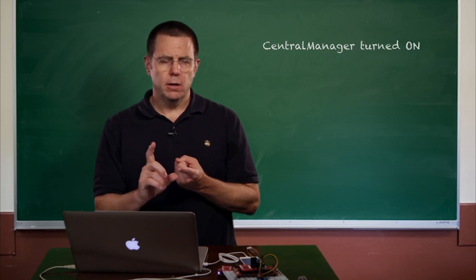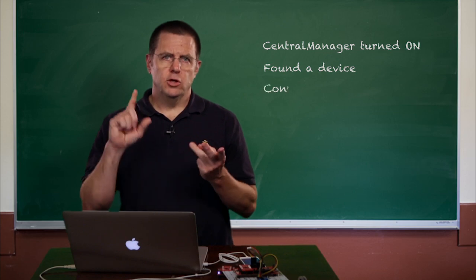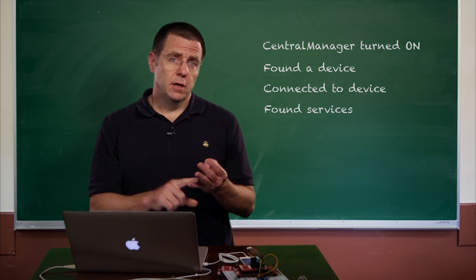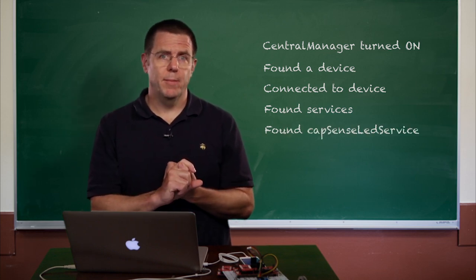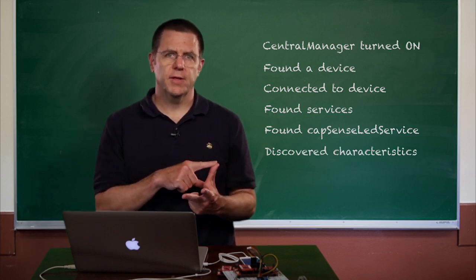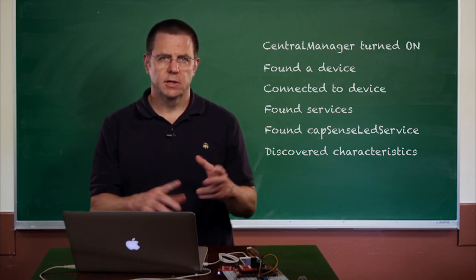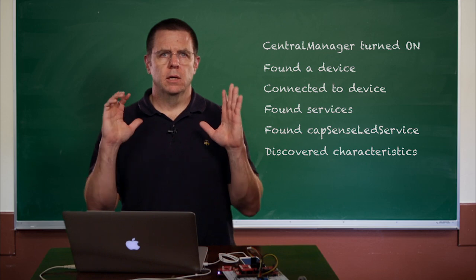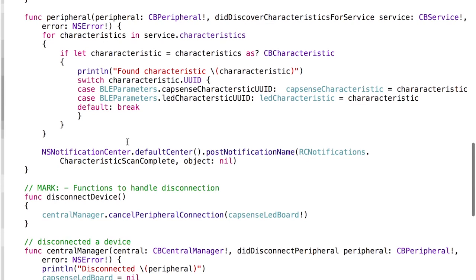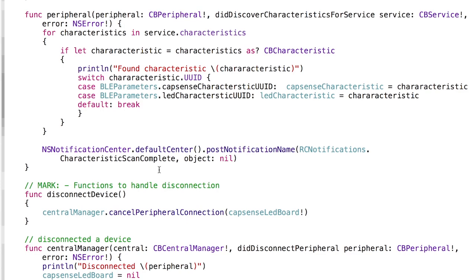You've got the BLE turned on, the central manager turned on. You found a device. You connected to the device. You found all the services on the device. You found the specific service that matches the CapSense LED service. You discovered the characteristics that are associated with the CapSense LED service, specifically the LED characteristic and the CapSense characteristic. You now have a complete connection, and you can talk to individual characteristics. So I send out the notification, all of my characteristic scan is done. I have a complete connection.